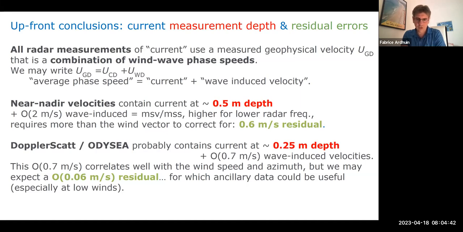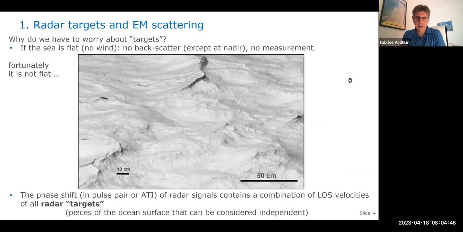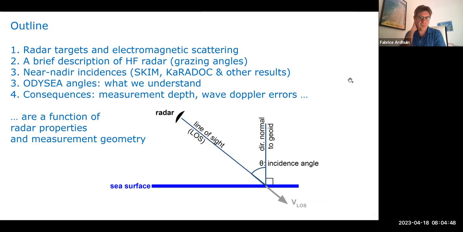So how did I come to these conclusions? This is what I'm going to try to walk you through now. As I was saying, radar targets and how we see the ocean are really a function not just of the ocean, but also of the properties of the radar and the measurement geometry.